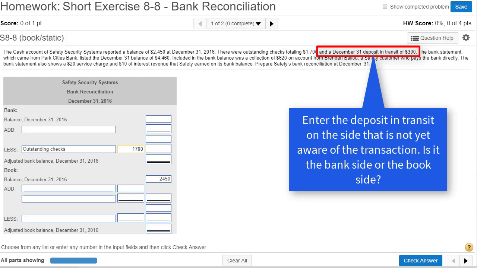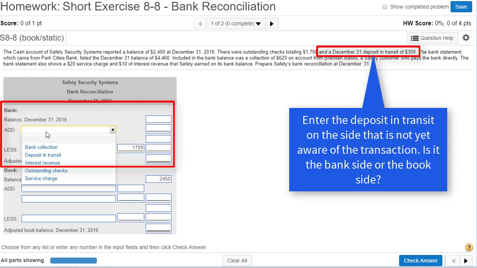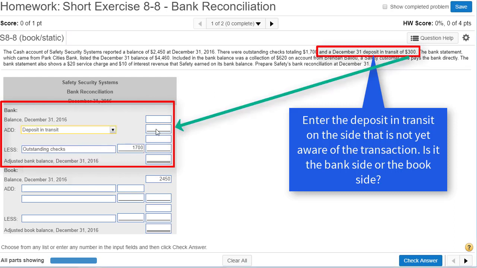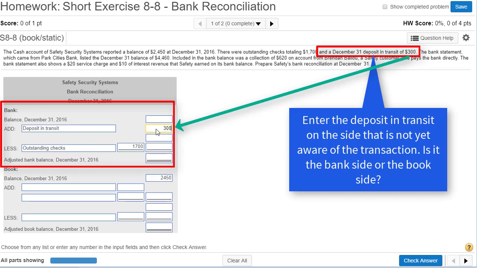So we had to put this deposit in transit on the side that did not know about the transaction. So who did not know about the transaction? The bank or the book? Well, we already put it in our accounting records. So this deposit in transit has to be put on the bank side. Now, since it's a deposit, we have to add that to our cash account. So we're going to add that $300.